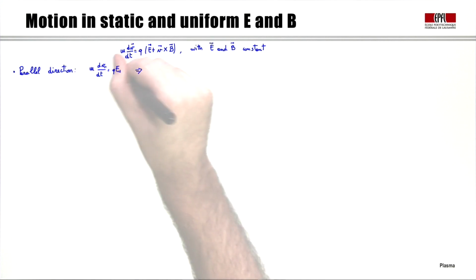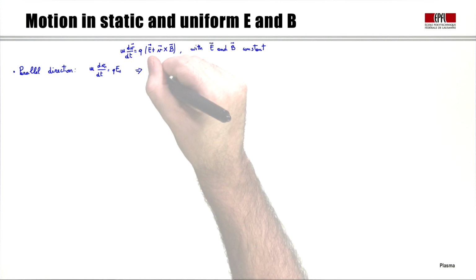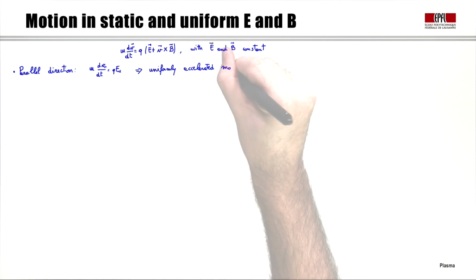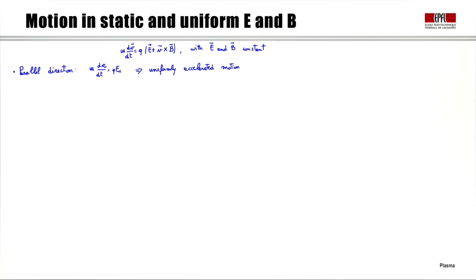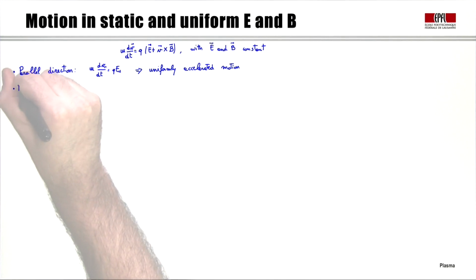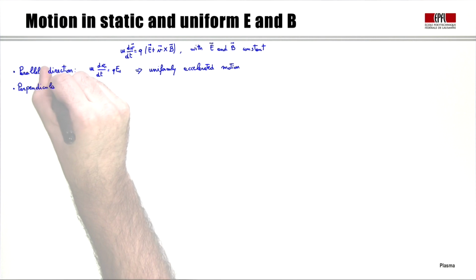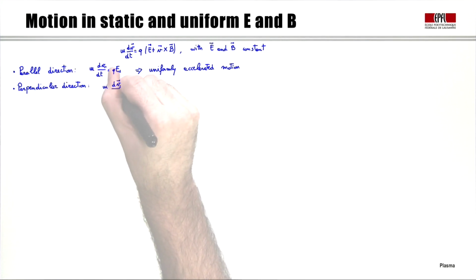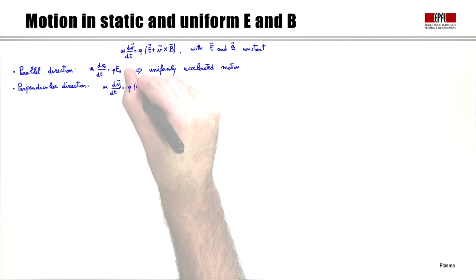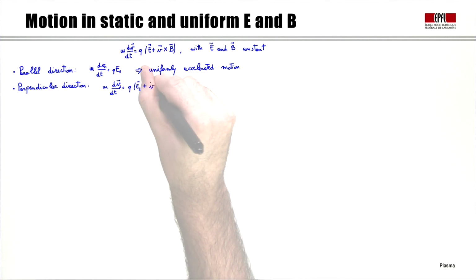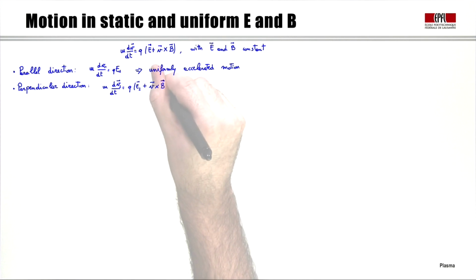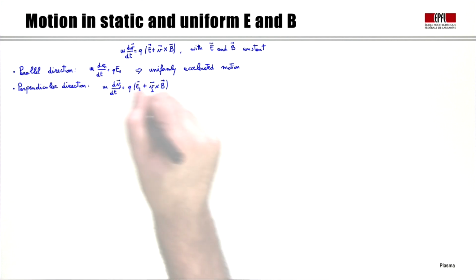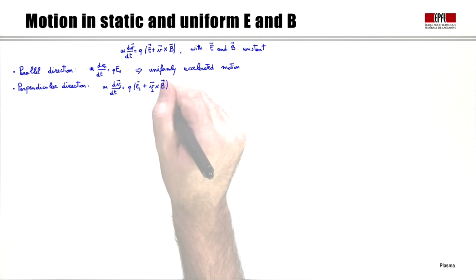What does it mean? Well, this is a very simple equation to be solved, which gives us a uniformly accelerated motion. The perpendicular direction is of course more complicated. In this direction, what we will have to solve is mass times the acceleration in the perpendicular direction equal to the electric and magnetic force taken in the perpendicular direction. So what is the motion induced by these forces?